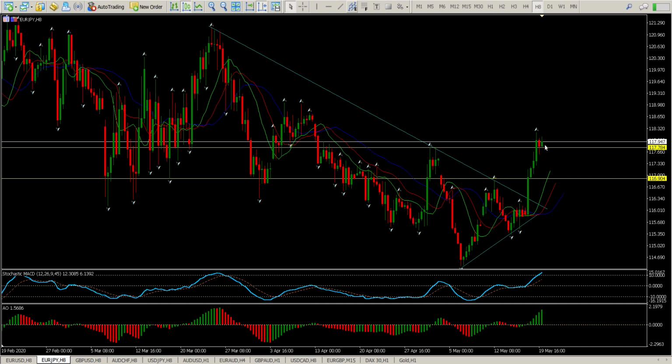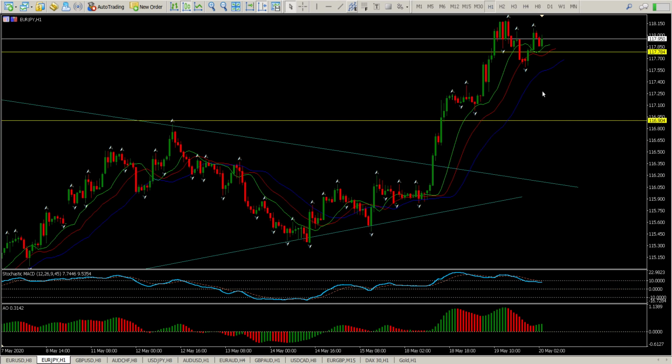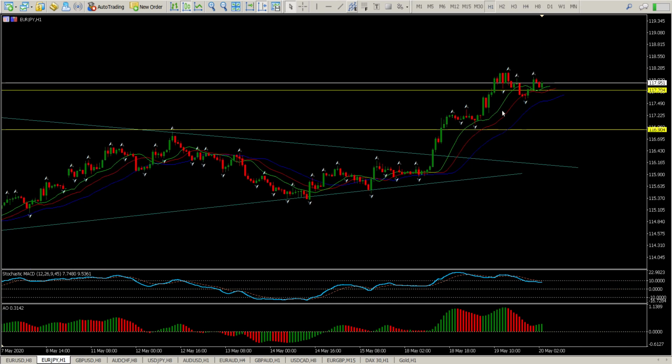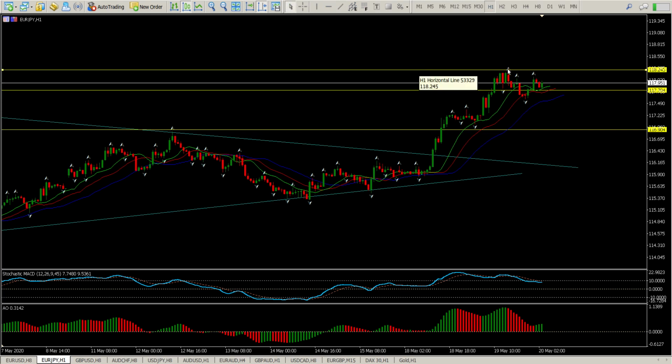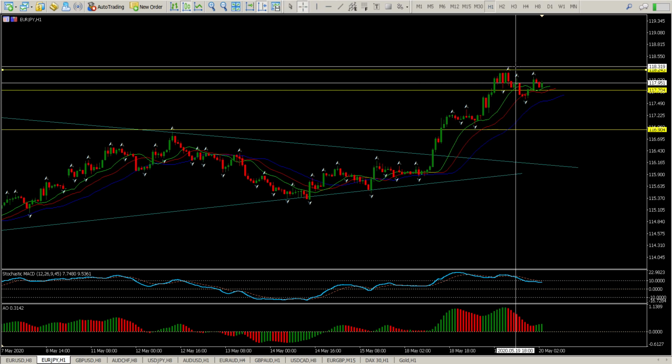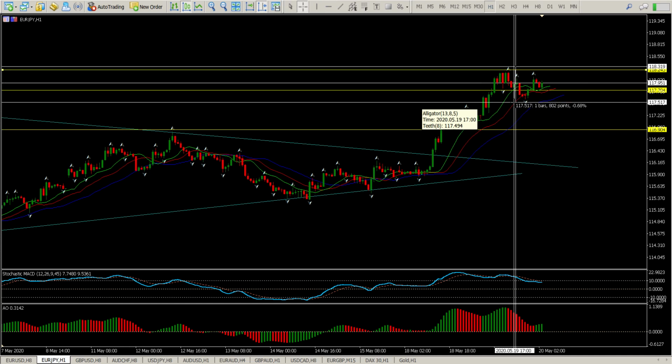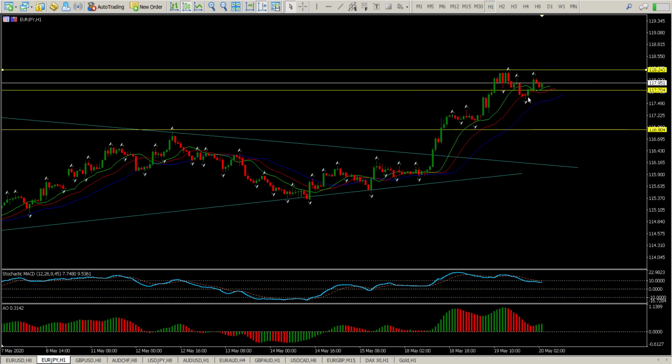So same scenario here. I would prefer a pullback to 116.904 for a long entry, but that doesn't mean I won't look at this area here, because we are hovering on this level. So basically what I'd want to see is a break above 118.245, and that would get me long with a stop pretty much below the swing low here.